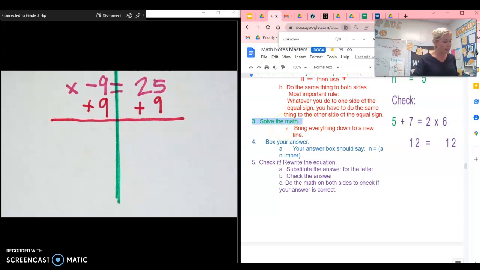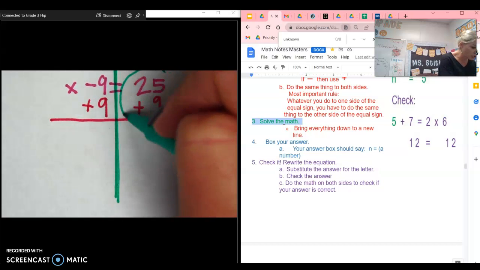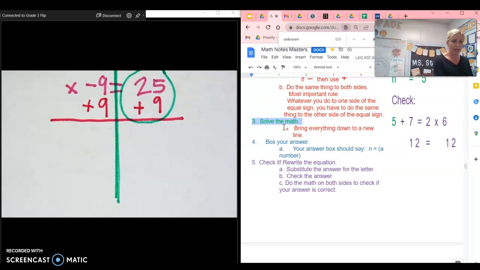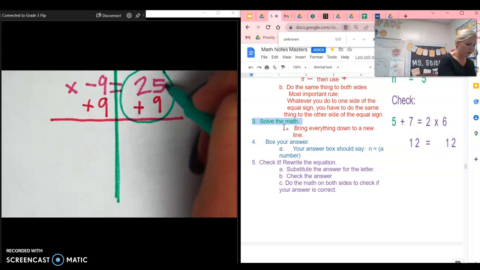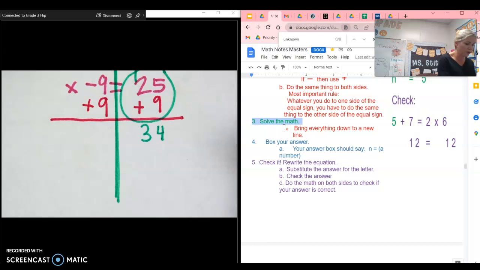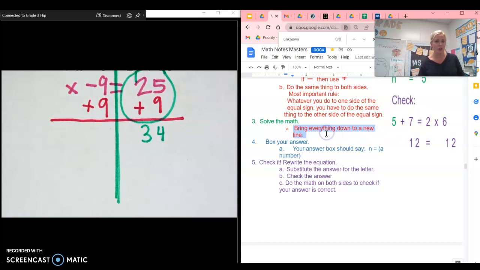Solve the math. What do I need to do to solve the math? Well, over here, I have a math equation. What is 25 plus 9? Okay, 5 plus 9 is 14. Carry my 1. 1 plus 2 is 3, 34. And then it says, bring everything down to a new line. So I solve that math.